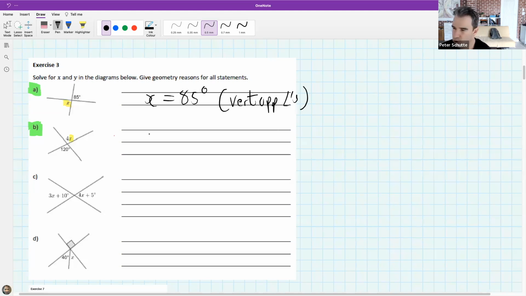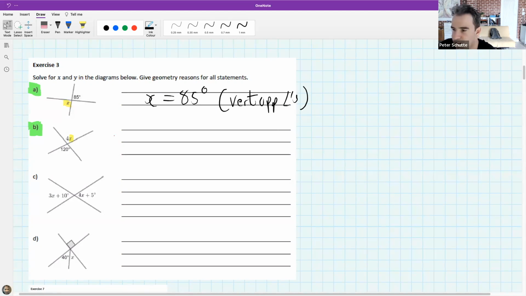And then for B, anybody want to take the glory? Does anybody want to seize the day to tell me how to work out X? Because I know X is not equal to 120. But I'm wondering if anybody knows the trick to deal with the 4X. We'd love to hear your voices, guys.